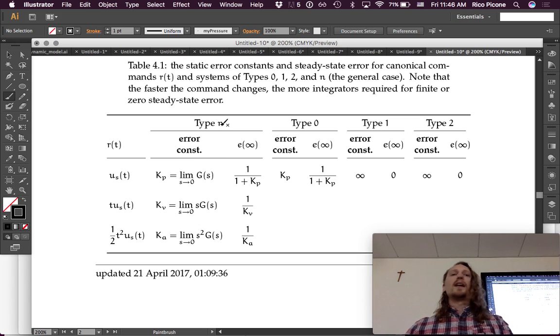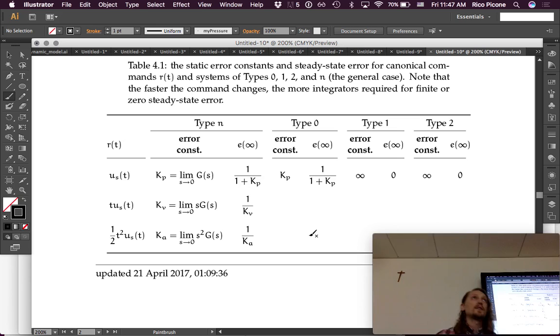So for a system with n integrators, how can we compute the steady state error for each of these cases of command? First we have to compute the error constant. Kp is equal to the limit as s goes to 0 of G(s) if it's a step function, which is the one we derived. This is the first row, so we'll go through the first row first. For a step input, we derived that Kp is this, and the steady state error expression we derived is 1 over 1 plus Kp.